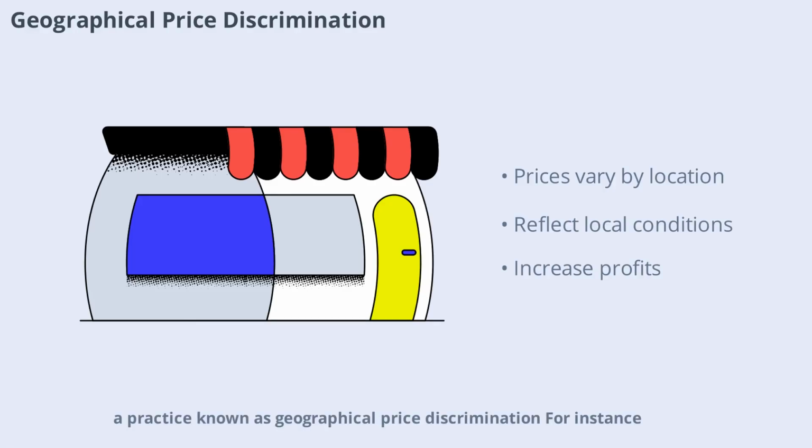Firms sometimes charge different prices in different locations, a practice known as geographical price discrimination. For instance, a product might cost more in a big city than in a small town. This can reflect differences in income, competition, or cost of doing business. By tailoring prices to each market, firms can increase their profits and better serve local customers.